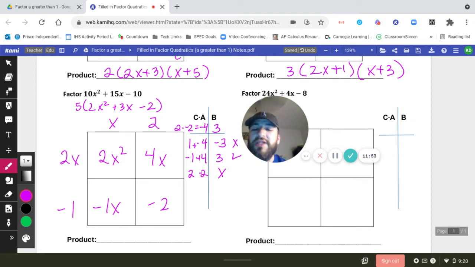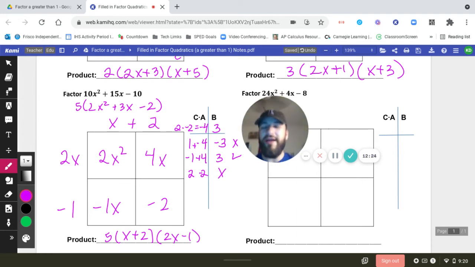Okay, so let's check to make sure everything's good. 2x times x is 2x squared. 2x times 2 is 4x. X times negative 1 is negative 1x. Negative 1 times 2 is negative 2. And just to check, 2x squared, 2x squared. 4x minus 1x is 3x. Negative 2 is negative 2. So everything matches up. We did our job. So GCF on the outside, 5. X plus 2, close parentheses, and then 2x minus 1.